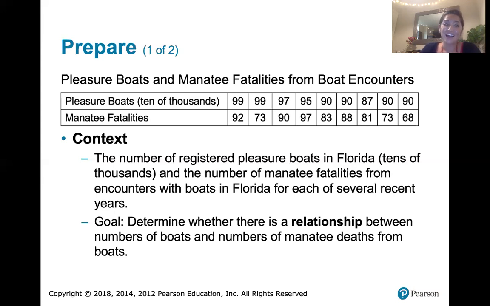This would imply that the goal of this study is to determine whether there's a relationship between the number of boats and the number of manatee deaths from boats. Saying, if the number of boats goes up, does the number of manatee deaths go up? If so, how accurate can we expect that to be, or how much can we trust that relationship? And we'll look at how we decide that later this semester.